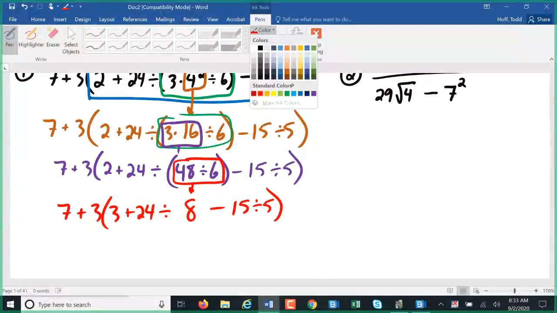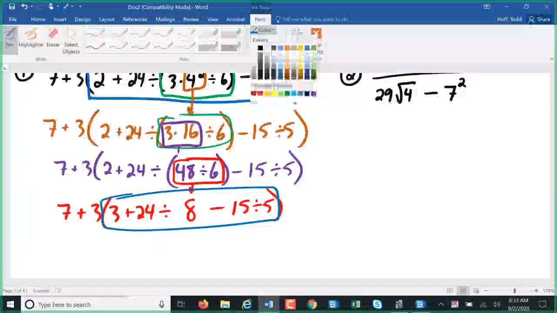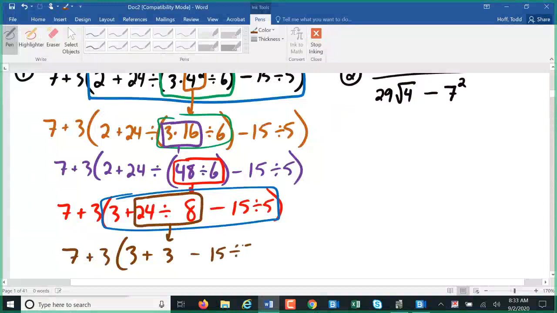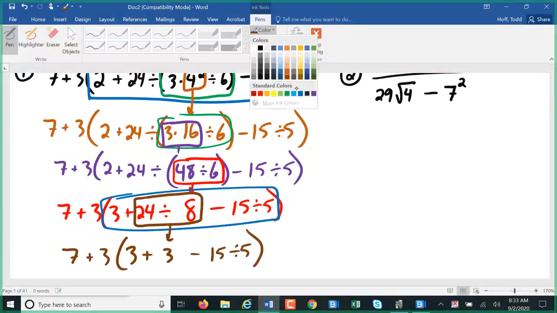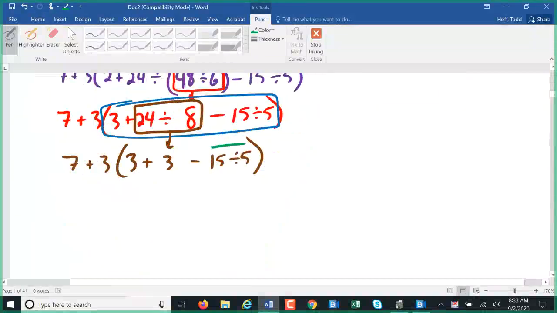Now I'm back out to that larger set of parentheses. In there, there's no other enclosing symbols. There's no exponents. We do have multiplication and division, so I'm going to go left to right. 24 divided by 8 is 3. And next we have the 15 divided by 5, which is also 3.